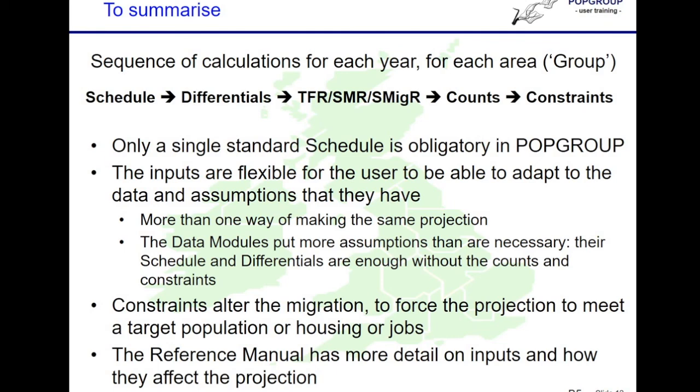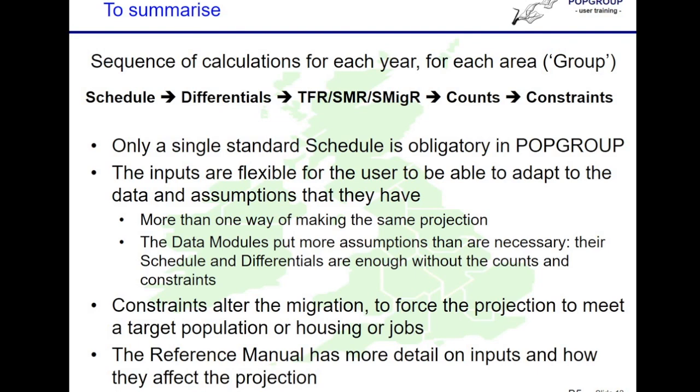Next, it will look for counts of births, deaths, and migration, and it will adjust its projections and estimates to meet those counts. And then finally, it will look for constraints. So constraints may be population targets in particular years that are implied by housing development. And those constraints will be met by usually adjusting migration to meet the population target. The only thing that one needs to provide in POPGROUP is a standard schedule. And you can imagine here that these inputs are flexible for the user to be able to adapt the data and assumptions that they have in different ways.